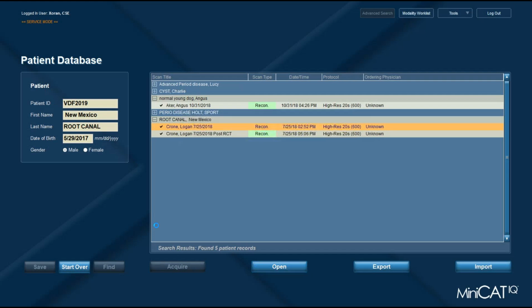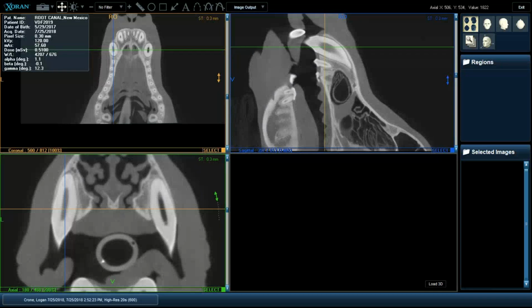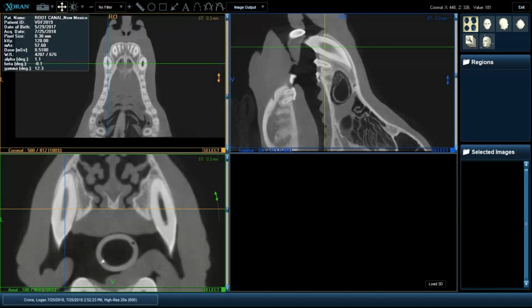So here is a patient who received a CT scan before and after root canal. And I believe there was some superficial fracture of this crown. But let's take a good look at this. This is before treatment, obviously. Again, the coronal view, axial view, and sagittal cut.